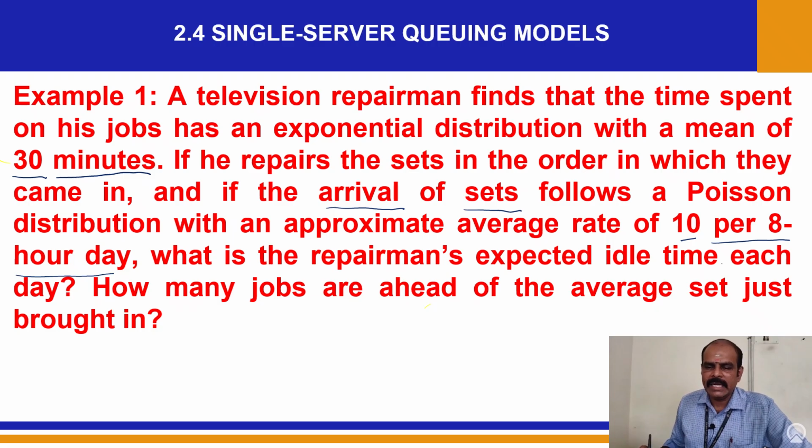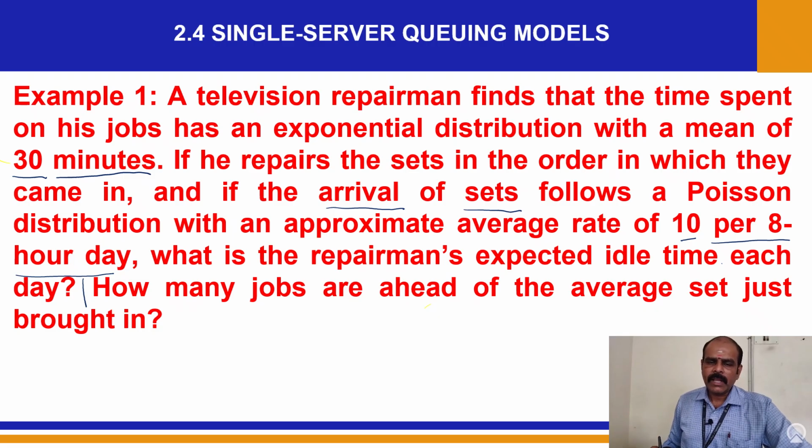That is question number 1. And question number 2 is how many jobs are ahead of the average set just brought in. Okay, students, first understand what is there. There are 2 data given and 2 outcomes, so 2 questions. The first thing is there is a TV repairman. For each product he is going to spend 30 minutes to repair.